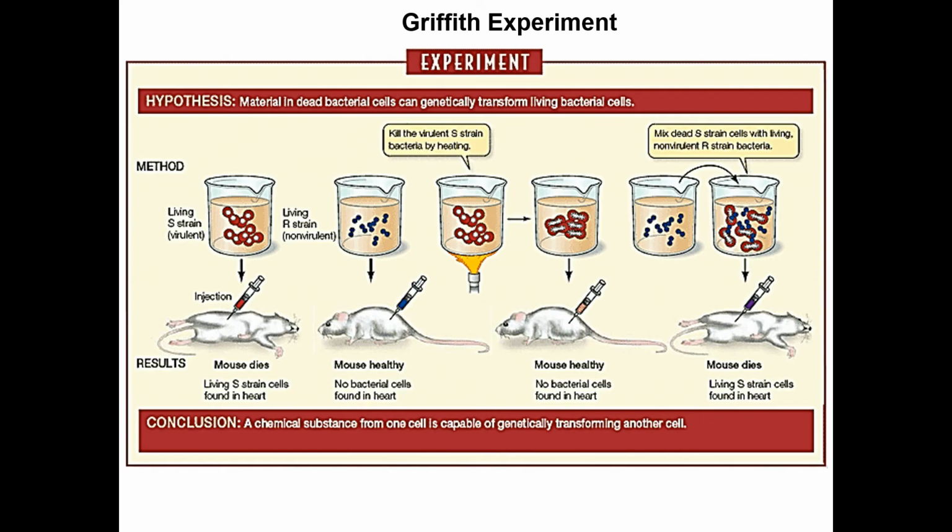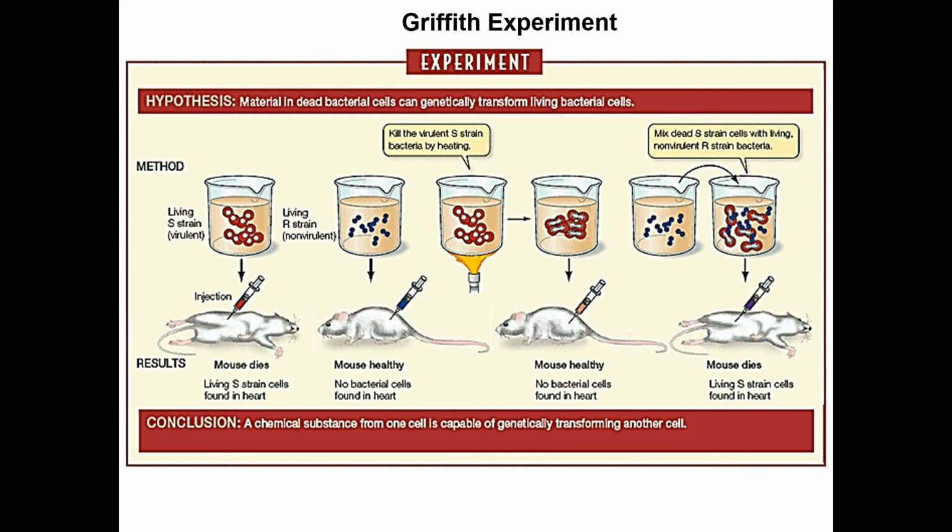So let's look at the experiment in a little bit more detail, because he had some controls in place. The hypothesis here is that the material in dead bacterial cells can genetically transform living bacterial cells. Now, what that source of material is, he's trying to figure that out. So here you have your solution of living Streptococcus pneumoniae that's virulent.